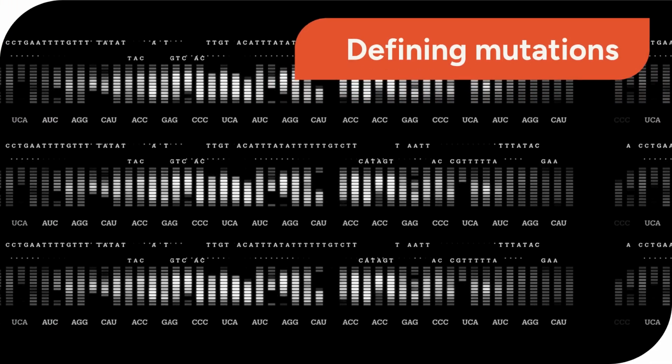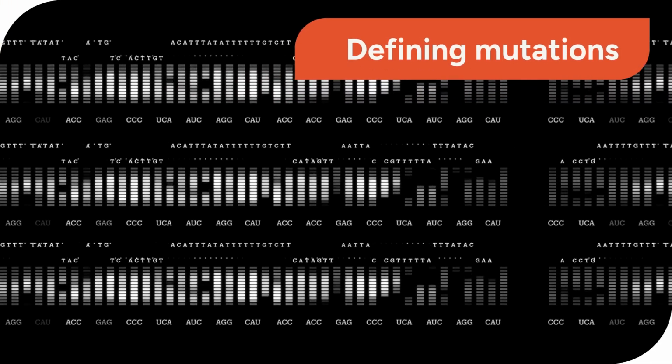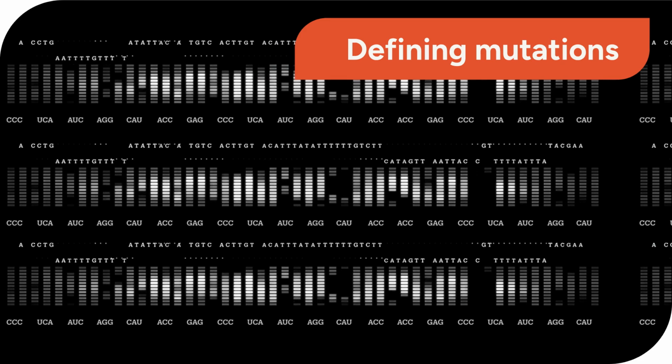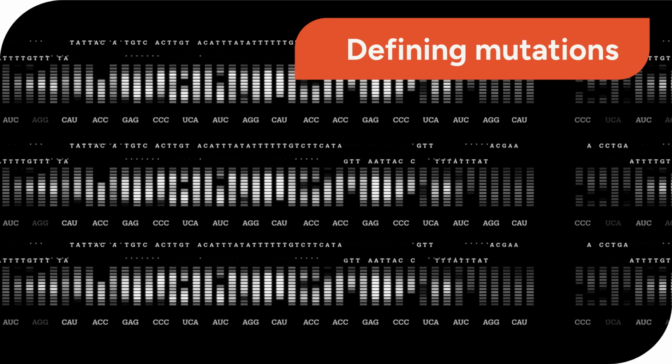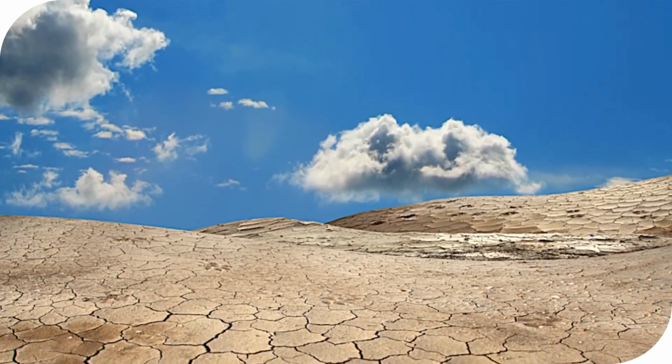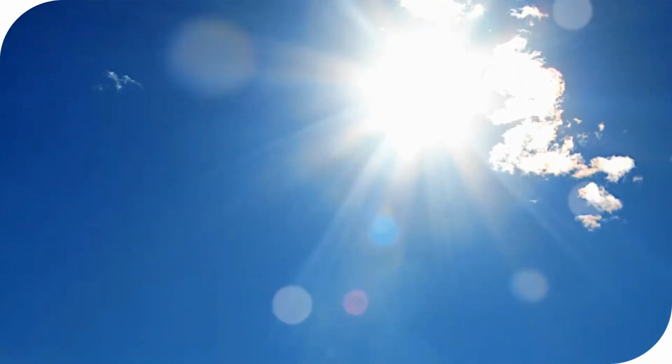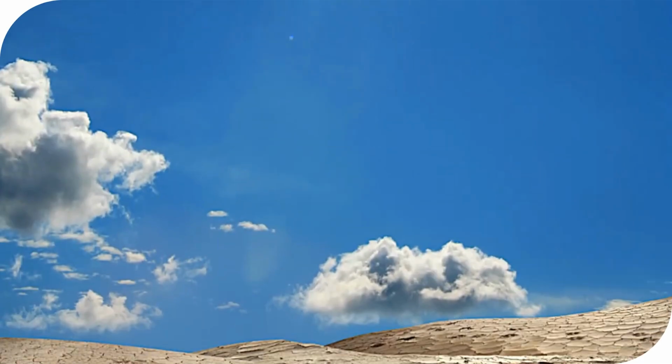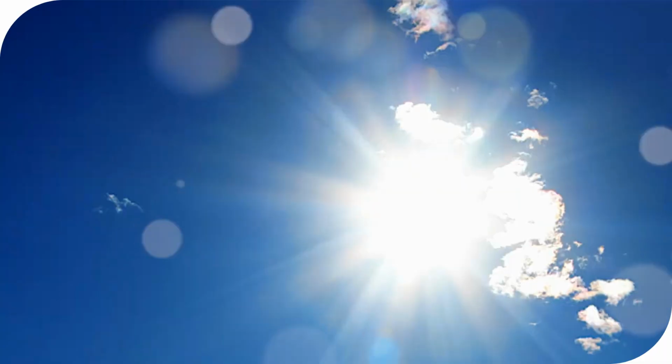A mutation is simply a change or error in the DNA sequence. If DNA is the blueprint, a mutation is a typo in the instructions. Mutations can occur randomly during DNA copying or be caused by external factors. These changes can be neutral, harmful, or critically beneficial, providing new variation for life.